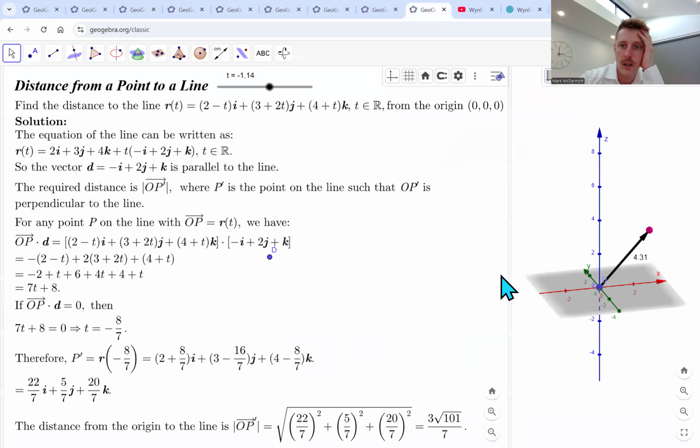Okay. Me explaining that probably wasn't that helpful, but pause the video and just read through it. Hopefully it makes some sense.